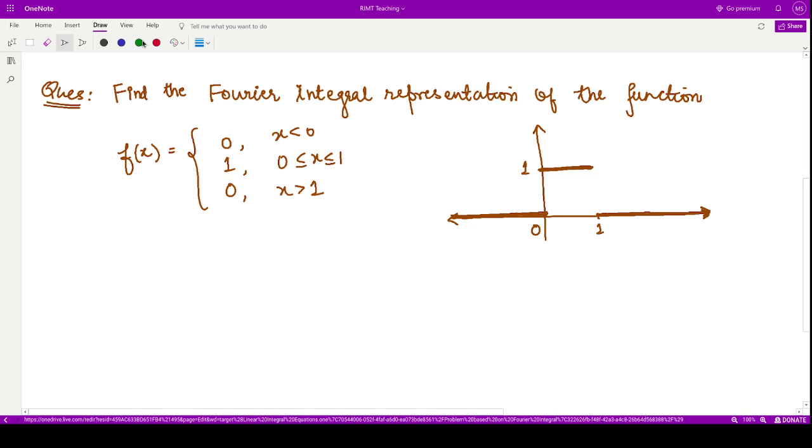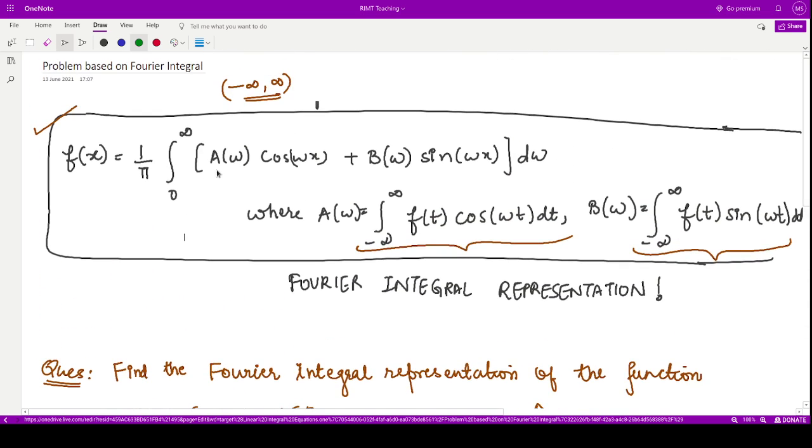In the question they are asking to find the Fourier integral representation of this function. Now this function is defined on the whole of the real line, so the interval here is from minus infinity to infinity. For this interval, we are required to calculate the Fourier integral representation of the given function. For that, we have to use the given expression and calculate A(omega) and B(omega).